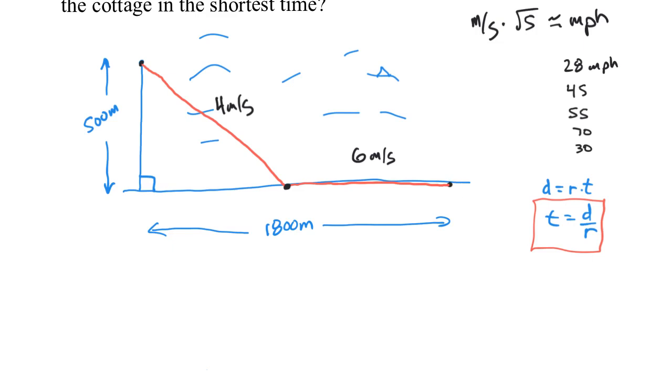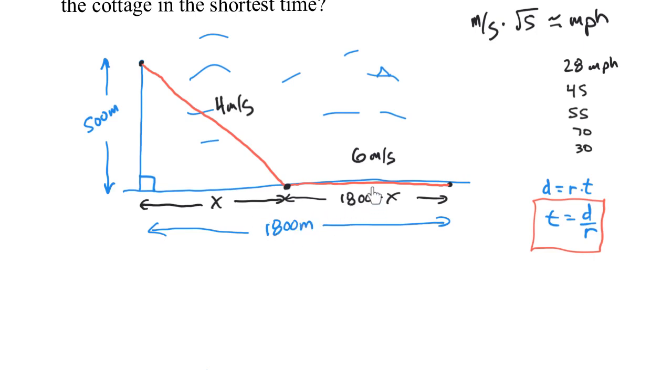So we want to figure out the time. So we need distance over rate. Well, we have the rates, but we need the distances. So to set up the distance, we need to think of this as two different points. I'm going to call this distance here x. If I call that x, this other distance has to be 1,800 minus x, because if we add these two together, we have to get 1,800 meters. So 1,800 minus x plus x is 1,800.